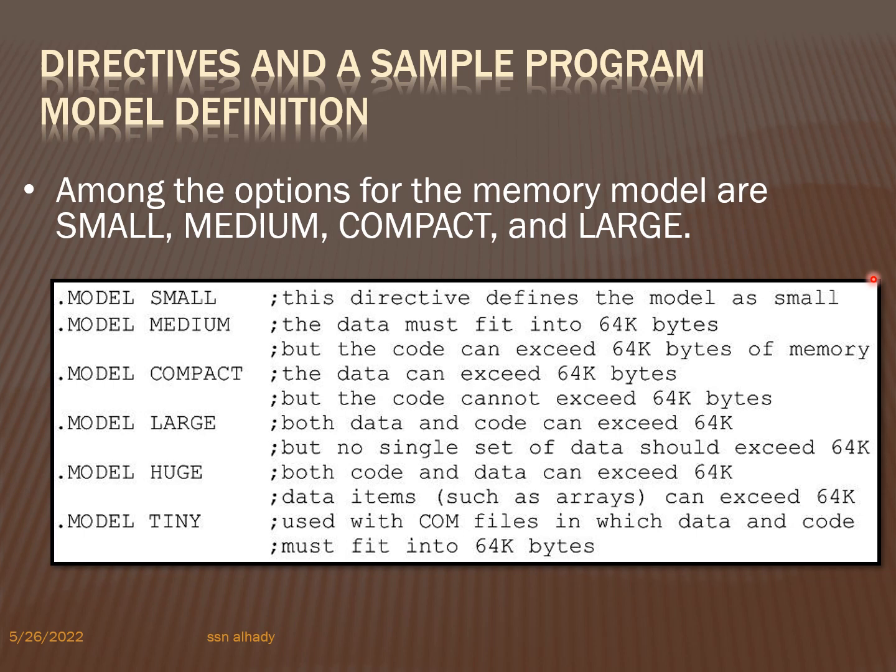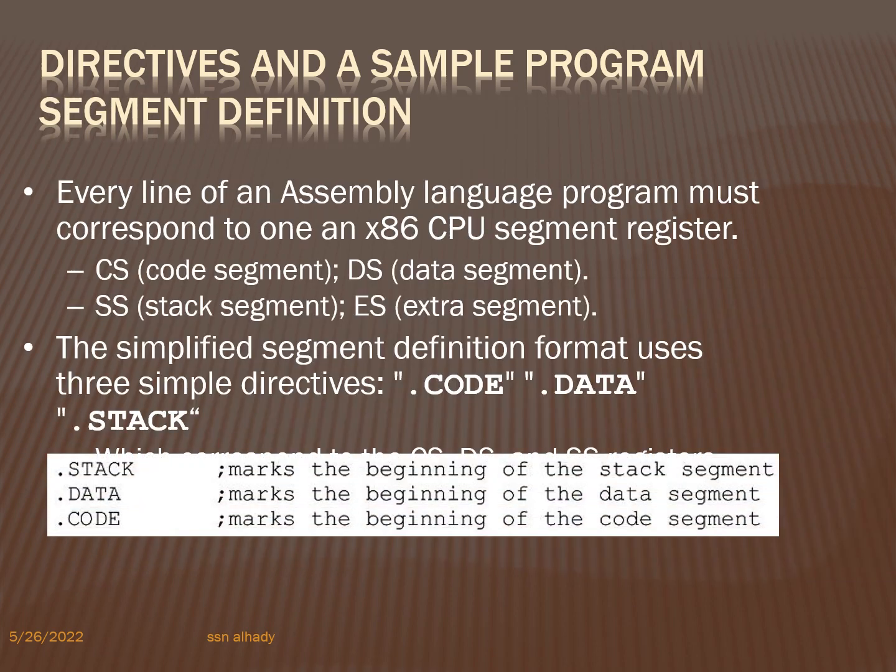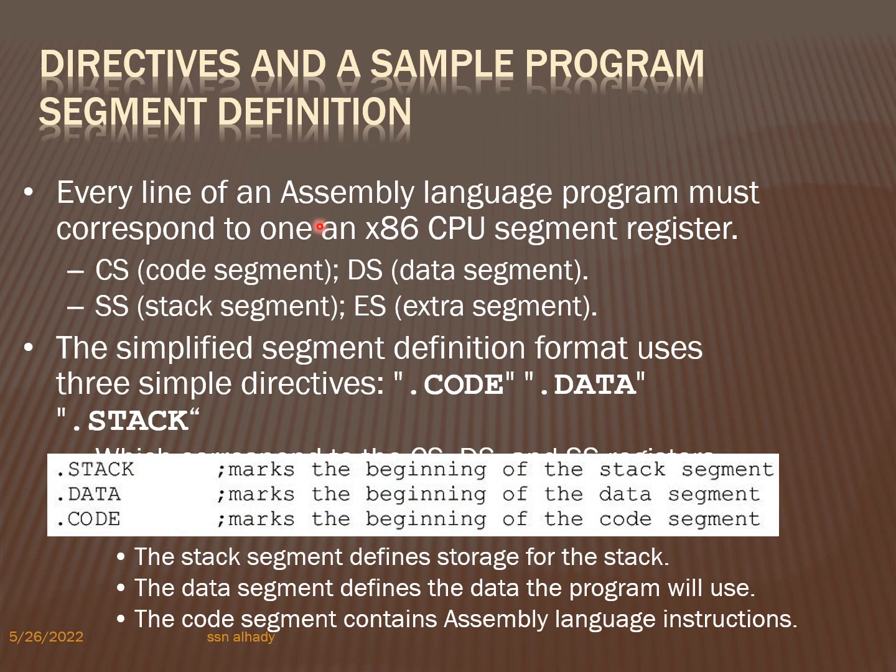Small option of model. Unless you are going to study assembly 8086 in more detail, you need to at least understand all of the options that we are given for model. Every line of an assembly language program must correspond to an 8086 CPU segment register. Each line needs to refer to which segment. You can have code segment, data segment, stack segment, and extra segment.